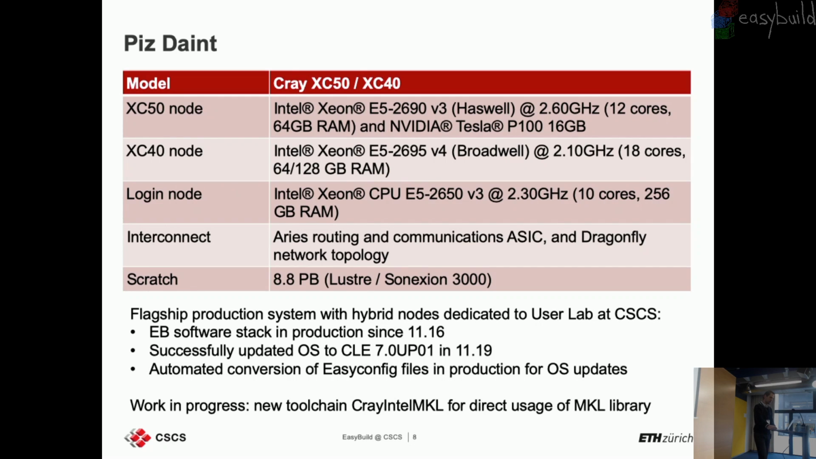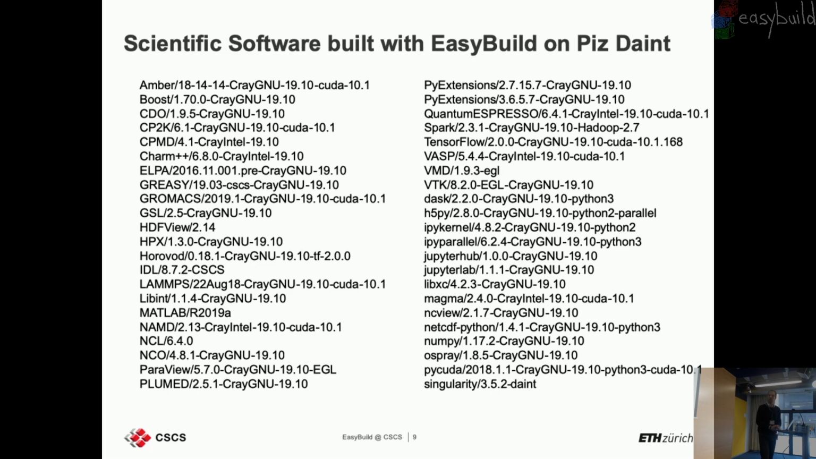Create a toolchain called Cray Intel MKL in order to use the MKL directly, because the Cray system features scientific libraries in a module called Cray libsci that sometimes is not as fast as MKL, and people using the Intel compiler want to use MKL directly. Sometimes it just requires a module unload, but it could be easier to use a dedicated toolchain.